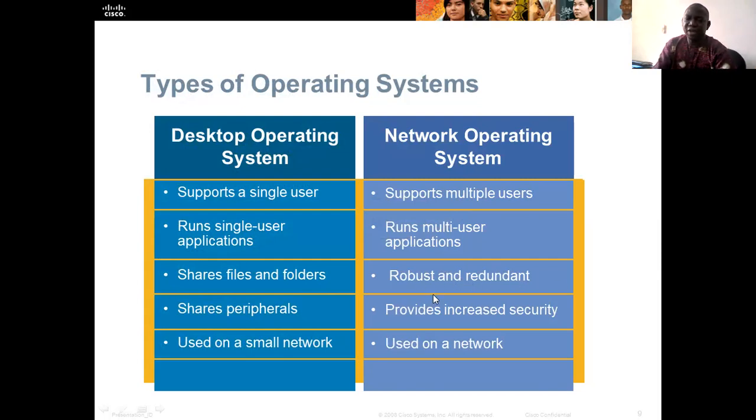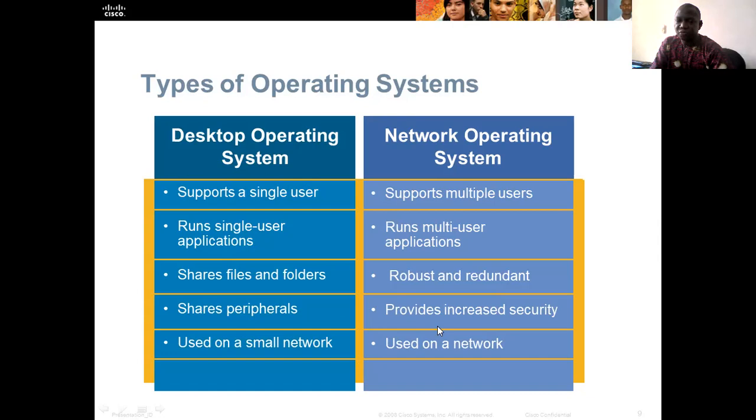You also have robust, which means they are strong, and they also have redundancy. That means they cannot easily break down. When one part fails, another one can take over. That's what we call redundancy. They can have two or three power supplies, so that if one power supply goes down, the other one takes over. All these provisions.